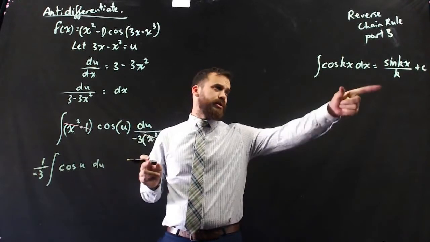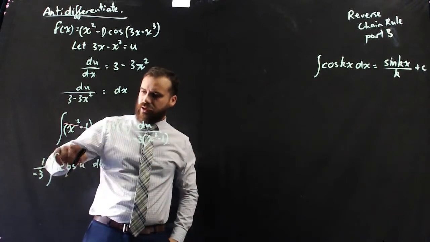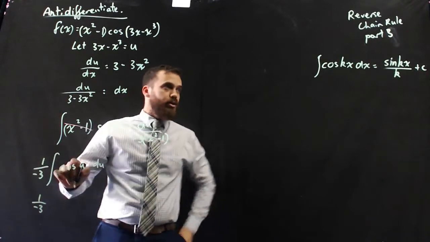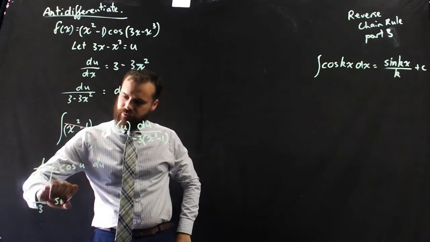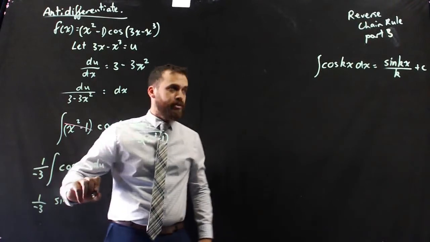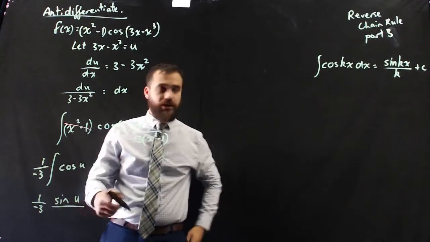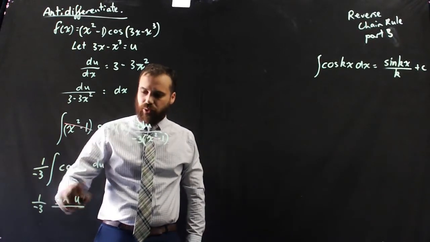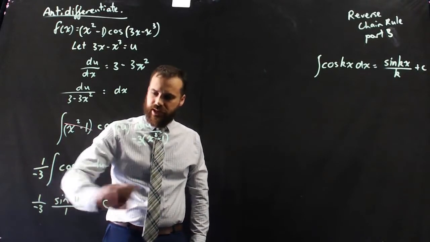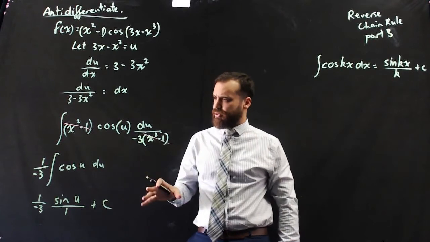And now all I'm doing is applying this rule here. So the integral is going to be 1 over negative 3. Cos becomes sine kx. Well, the k is just 1. So sin u over k. Well, there's no k, so it's just over 1, so I don't even need that there. Let's just put that there for now. Plus c on the end. That looks pretty good.